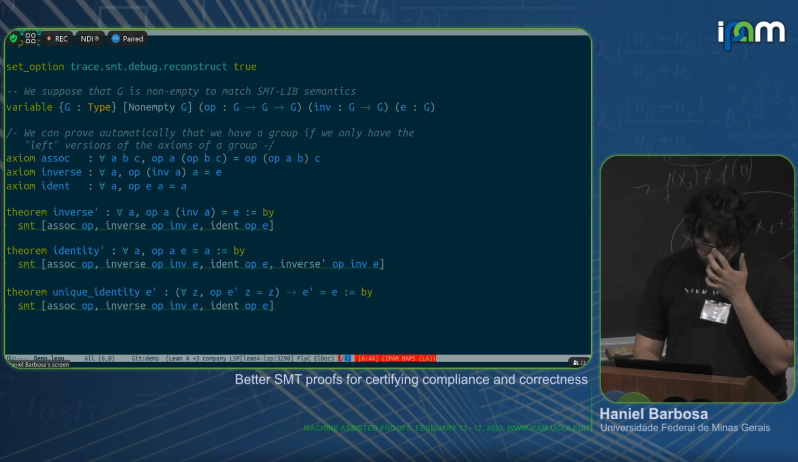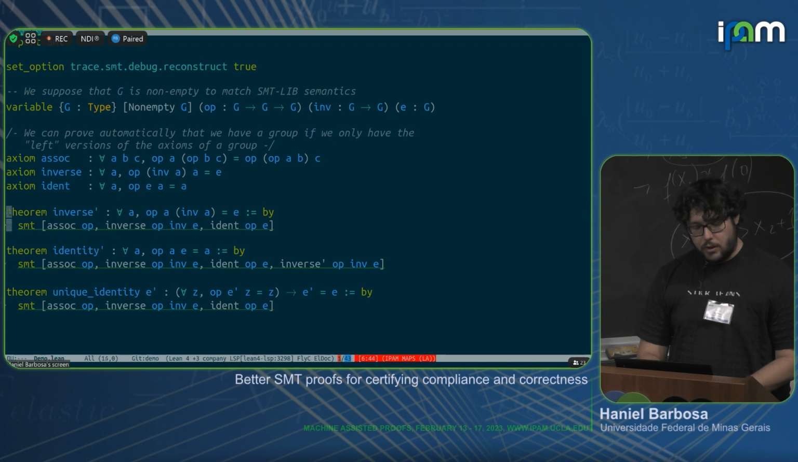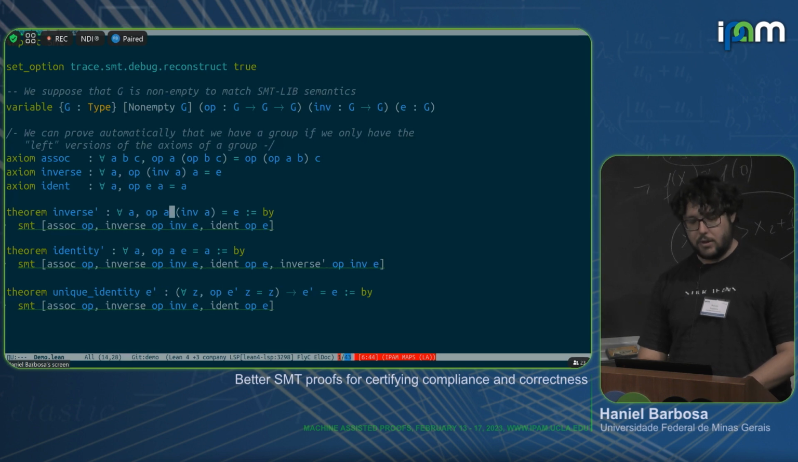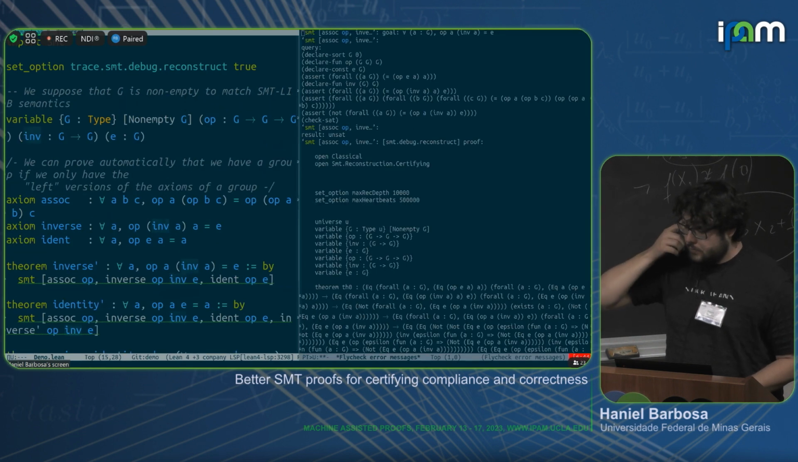And this is, very quickly, you can write some theorems that show that from the left versions of the group axioms, you can infer the right versions of the group axioms, right? So, for example, you have only the inverse here for the left-hand side. You can also have it for the right-hand side. And this is proved by the SMT solver.